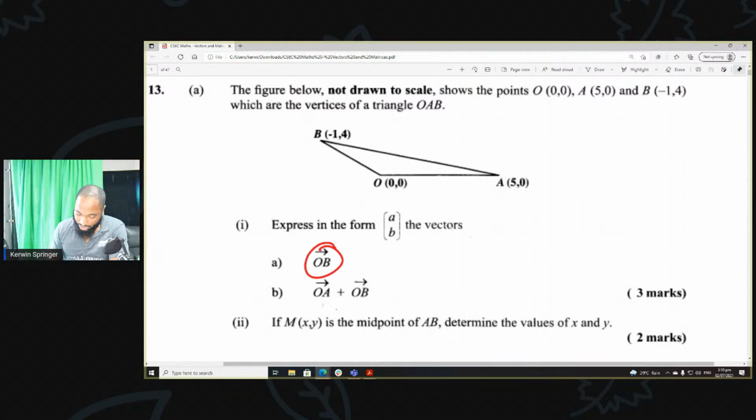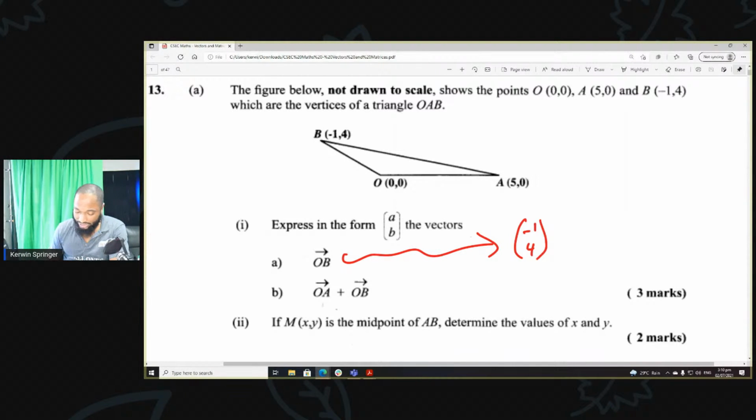Right. So OB, O to B, O is 0, 0. That's the origin. You could imagine the x-axis and y-axis running there. So OB is just straightforward. You don't need to do any work with this, you just need to state it. OB is the position vector of B, so you could just write it as -1, 4.